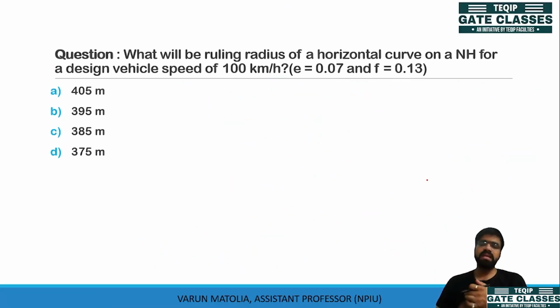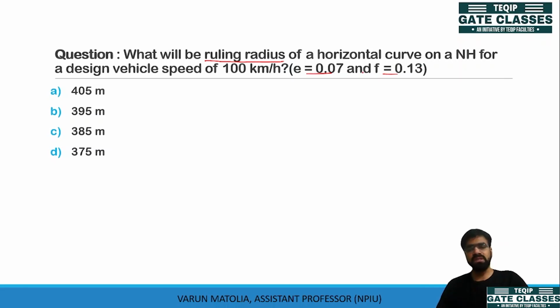Let us move on to the next question. The next question wants us to calculate the ruling radius. What is ruling radius? The minimum radius which can be provided on the road for safe transition. The horizontal curve on an NH for a design speed of 100 km per hour, where the E value is 0.07 and the F value is 0.13.